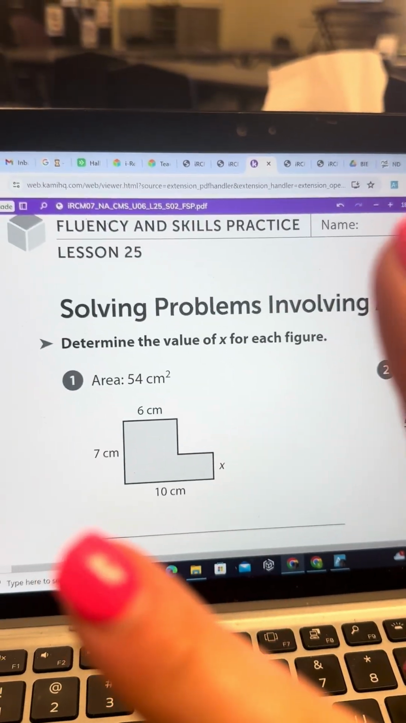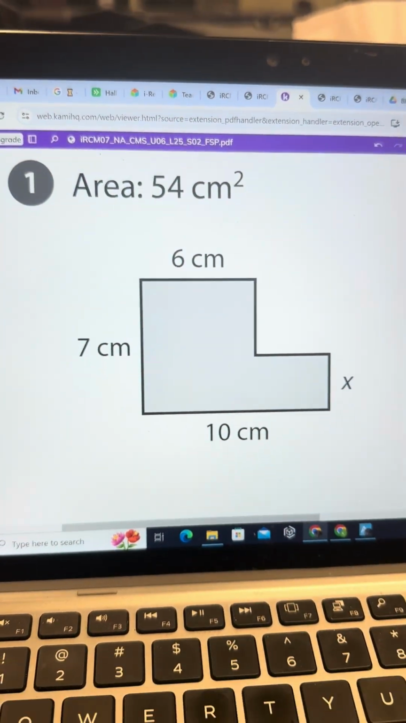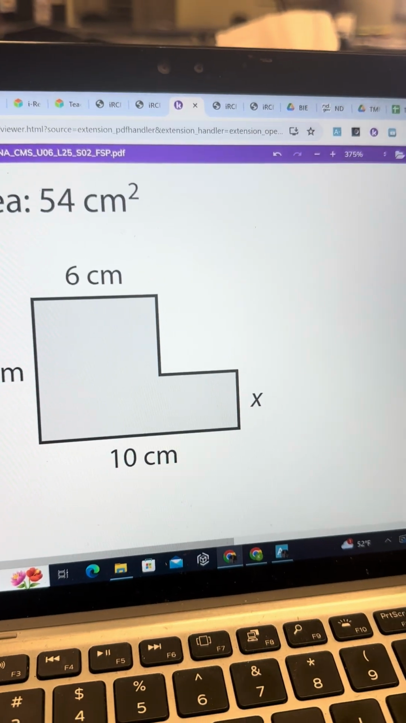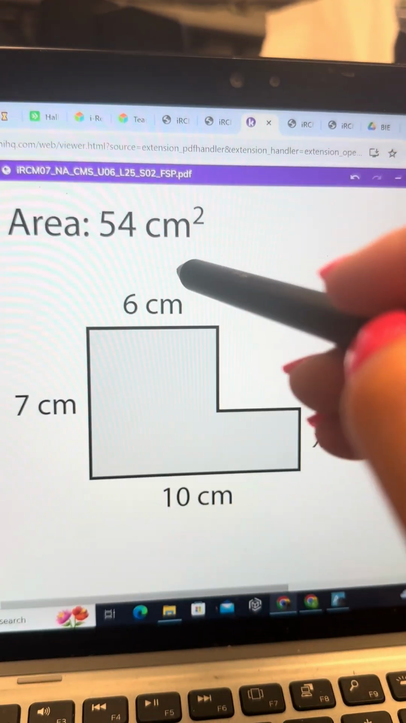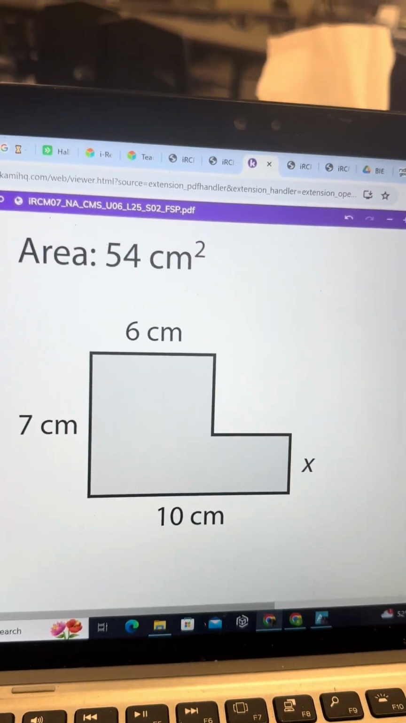I'm going to work out 2 problems just to get you started. So we can start with number 1. Number 1, they tell you what the area is, so you are finding the missing letter X.